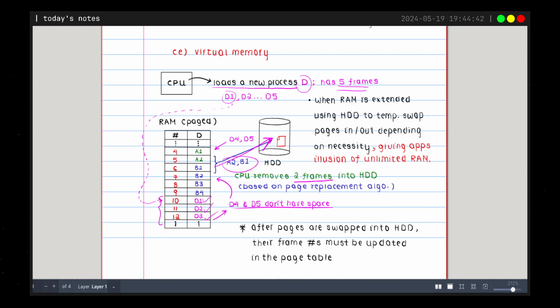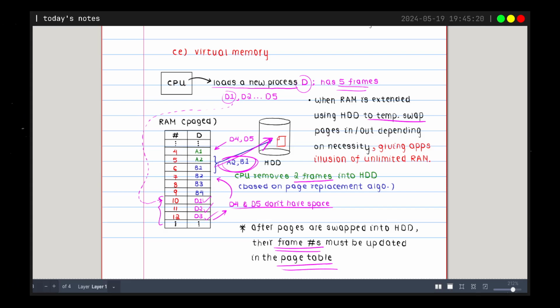As a result of doing this, so that we don't encounter a page fault again, the frame numbers must be updated on the page table to take account of the new places that the A2 and B1 frames were transferred to. Remember, in virtual memory, you essentially extend your RAM using the hard disk drive to temporarily swap pages in and out as necessary. Here, D4 and D5 didn't have space. They were given space by swapping out A2 and B1 into the hard disk drive. This gives the illusion of having unlimited RAM to every single process. This is how virtual memory works, guys.